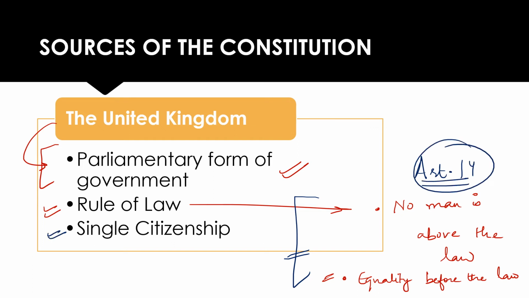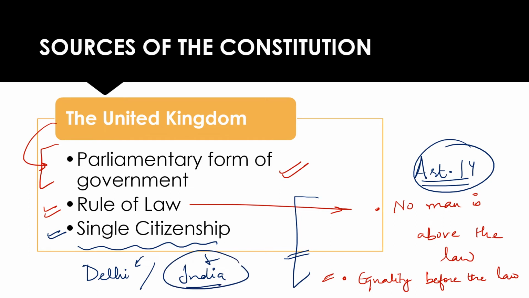Likewise, the provision of single citizenship, which means that you can only keep the citizenship of India. Let us say you're a resident of maybe Delhi and you're a resident of India, of course. That doesn't mean that you get citizenship of Delhi as well as of India. You get only one single citizenship, the citizenship of India. So this again is a principle that is taken from the United Kingdom.